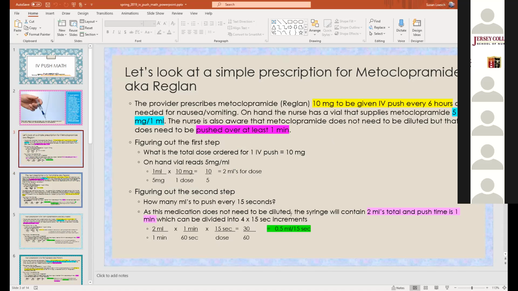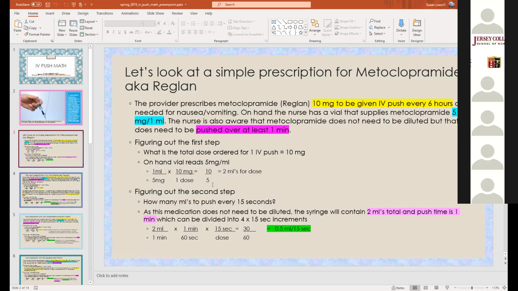Does that make sense to you? So they multiplied across the top, right? They're giving 2 mLs for each dose, okay? Because what they have on hand is 5 milligrams per 1 mL. So they put the mL on top and the milligrams on bottom, because when they do that, the milligrams cross each other out. So they multiplied the 1 times the 10, and they got 10 divided by 5, okay?